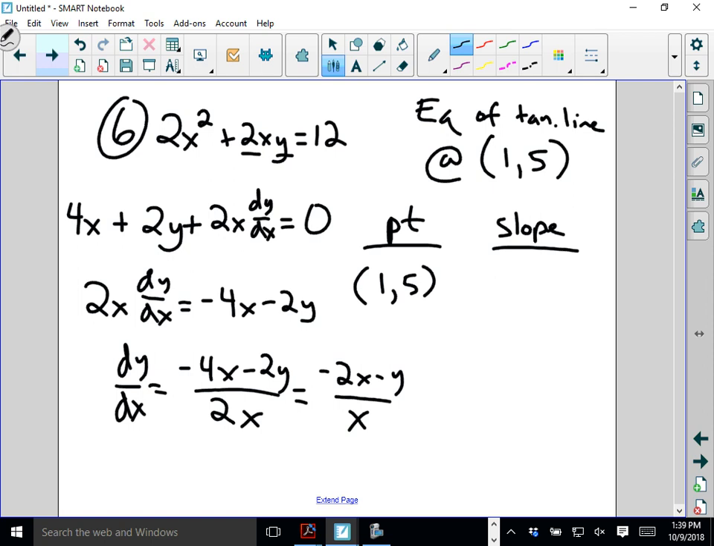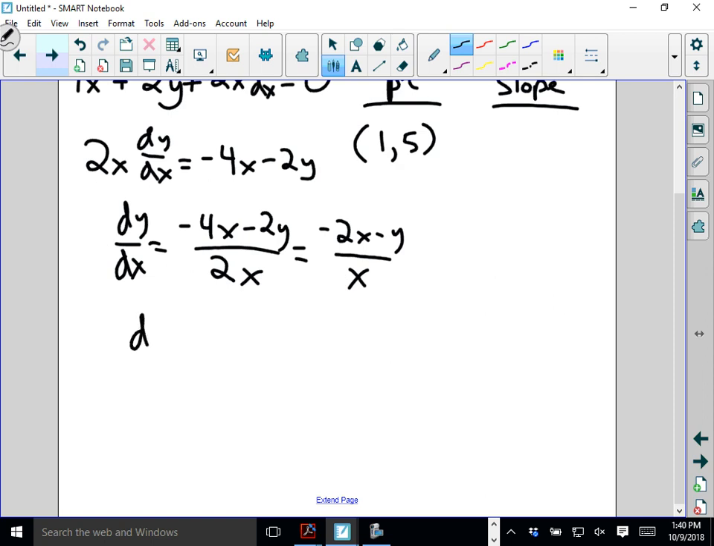Okay, so that's my derivative. Now I want to evaluate that derivative at the point 1, 5. So all my x's are going to become 1's, all my y's are going to become 5, and I end up with this, negative 2 times 1.